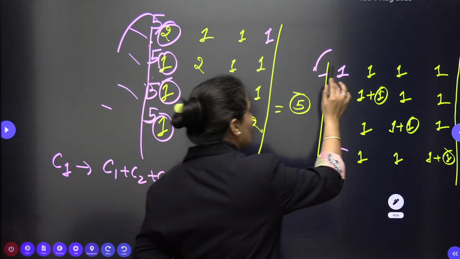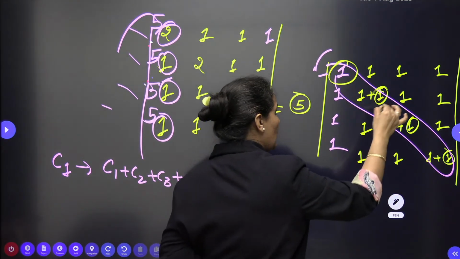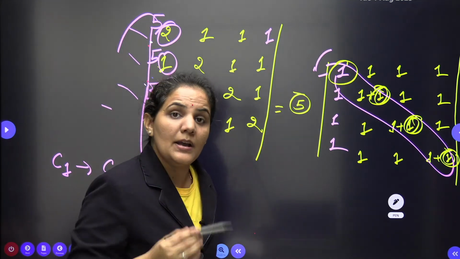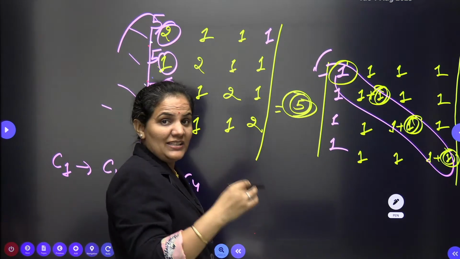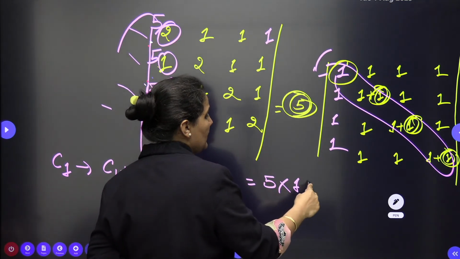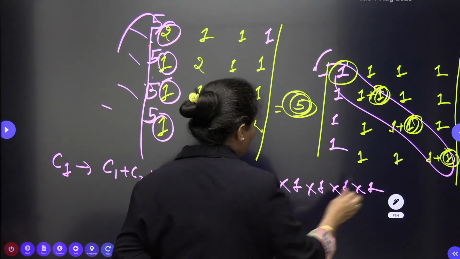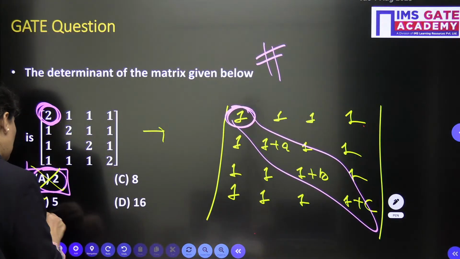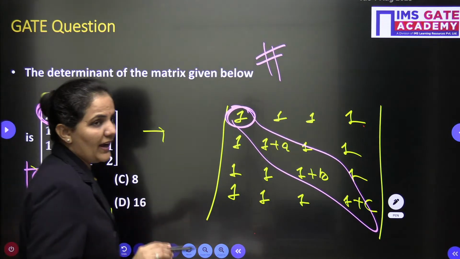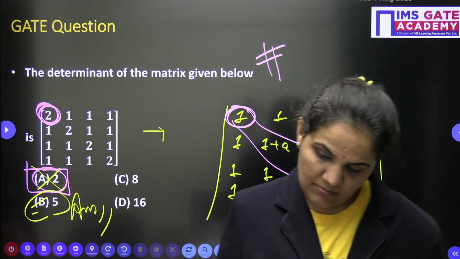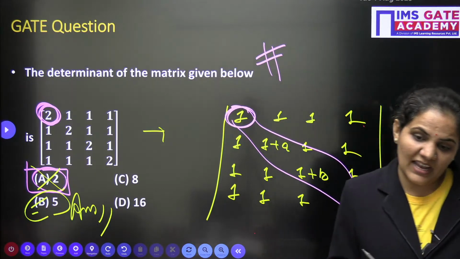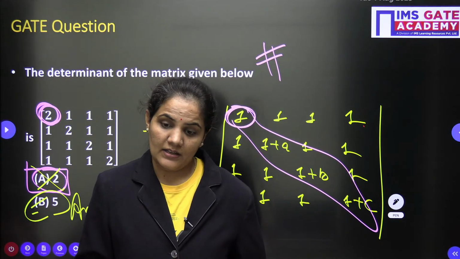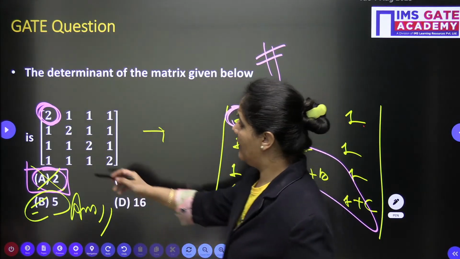According to that, the determinant of this matrix is nothing but 1 into A into B into C. So this is 1 into 1 into 1 into 1, multiplied with the 5 we have outside this determinant. So this is actually 5 into 1 into 1 into 1 into 1, which is nothing but 5, my dear students. So my final answer will be option B for Bombay, which is giving me 5, not A, which is giving me 2. Is it clear?